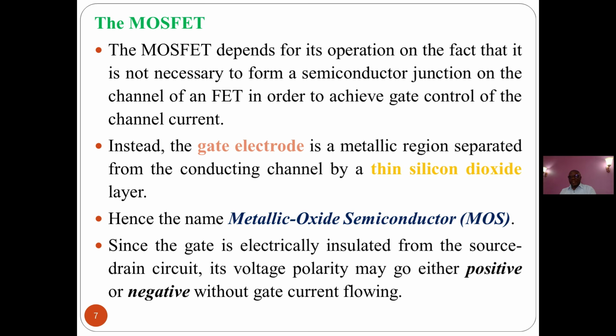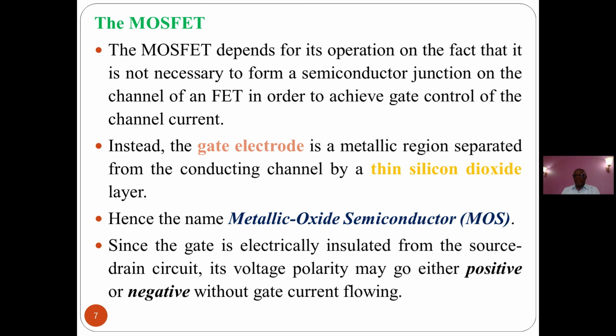Since the gate is electrically insulated from the source drain current, its voltage polarity may go either positive or negative without gate current flowing. We repeat that. Since the gate is electrically insulated from the source drain circuit, its voltage polarity may go either positive or negative without gate current flowing.